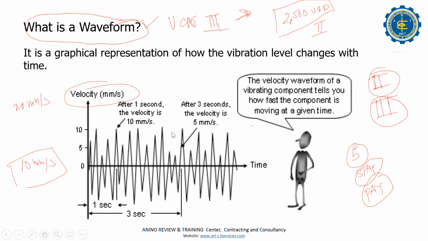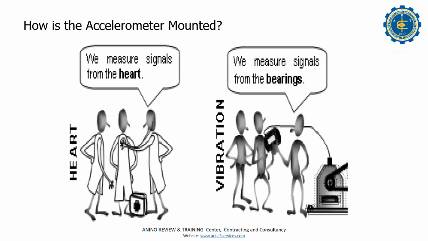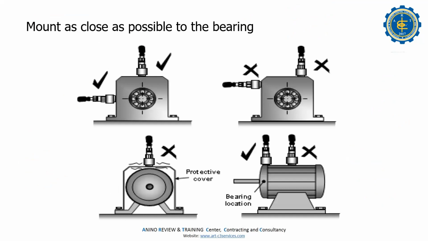So how is the accelerometer mounted? We know this already: horizontal, vertical, and axial. Horizontal, this one. But sometimes they put the accelerometer here, on the cover of the motor. Oh, that's very bad, right?